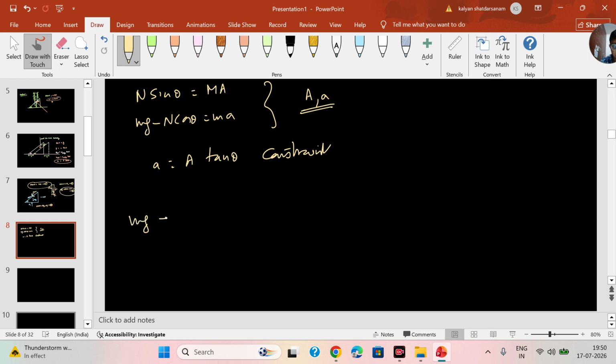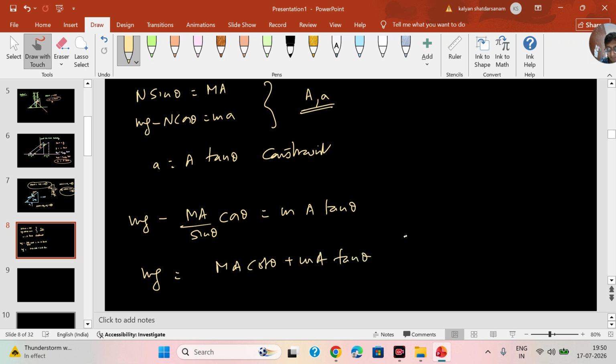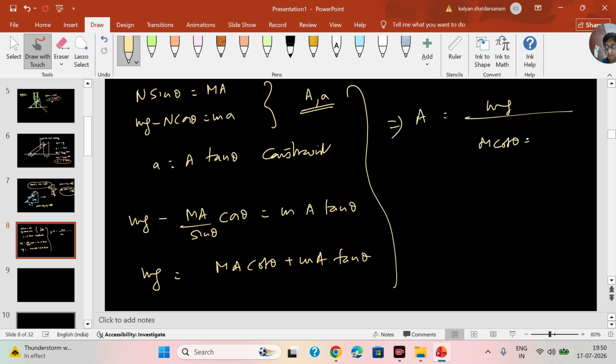So I can write mg minus, what is N from the first? Ma by sin theta. I'm putting it in the second, into cos theta, is m into small a. Small a is capital A tan theta. So I have now an equation in capital A. So I have mg is MA cot theta plus ma tan theta, which implies my A is going to be mg by (M cot theta plus m tan theta). That's going to be my A.